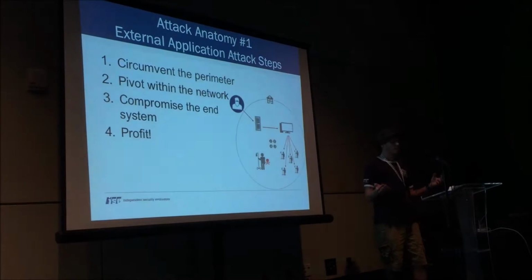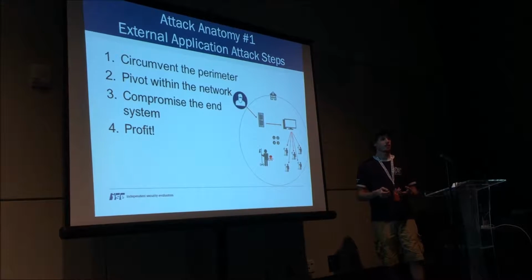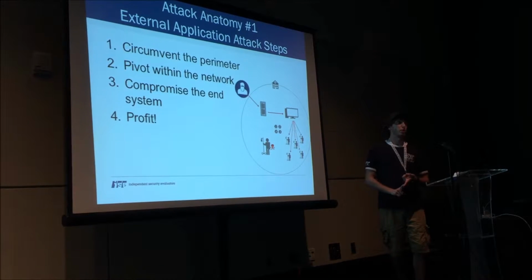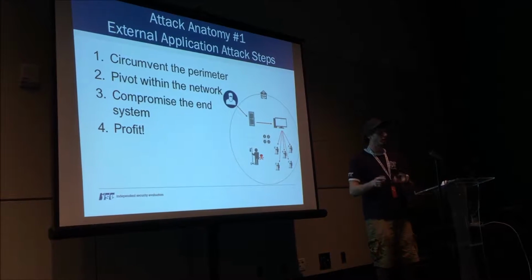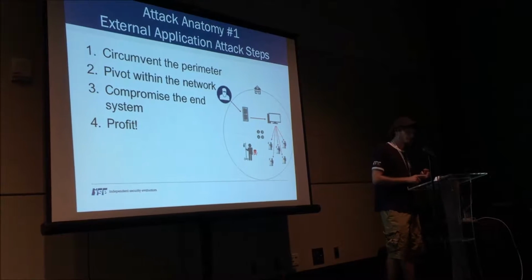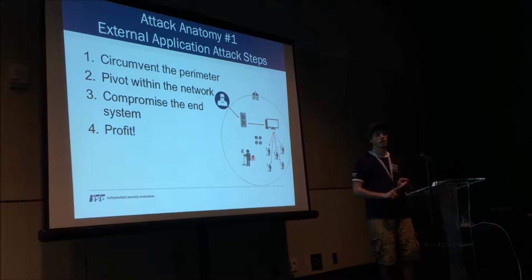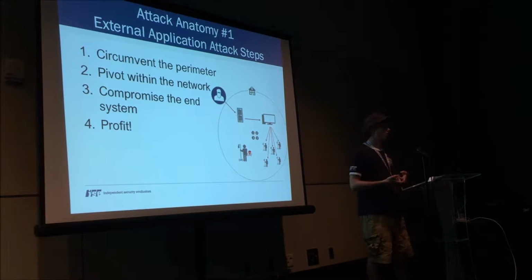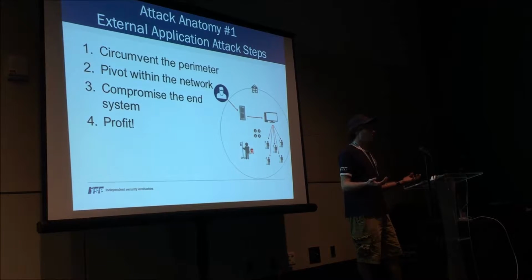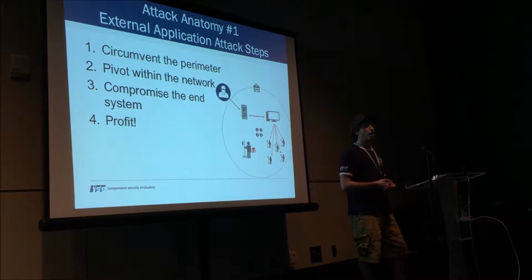Breaking down the anatomy, we know that there are several steps involved here. One, we need to circumvent the perimeter of the hospital in order for us to actually be within the network to induce harm to the patient. Once we circumvent the perimeter, chances are we're going to compromise an externally facing system like a web server or some form of network equipment, maybe a firewall.